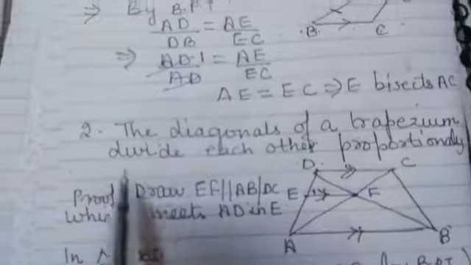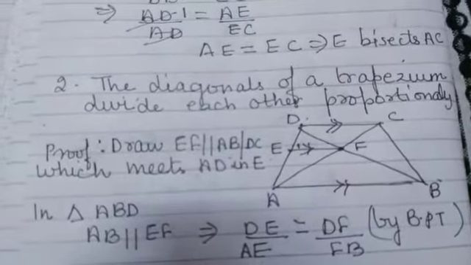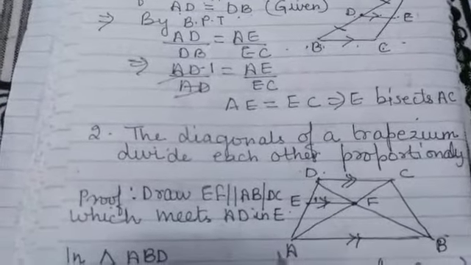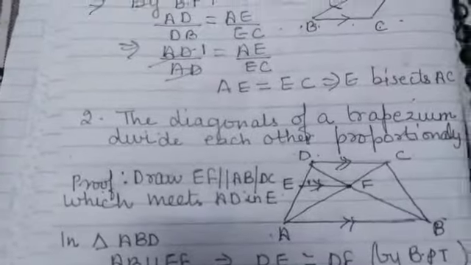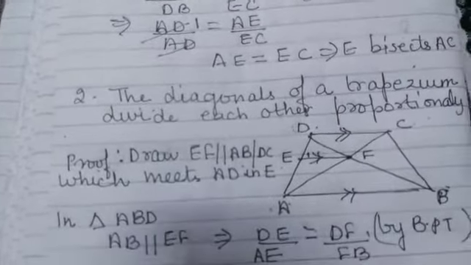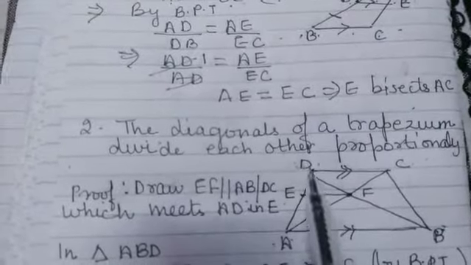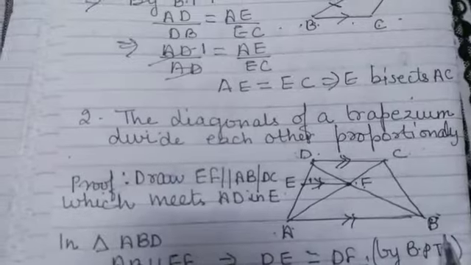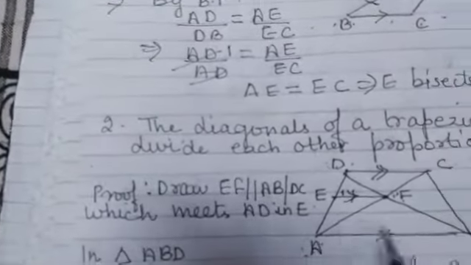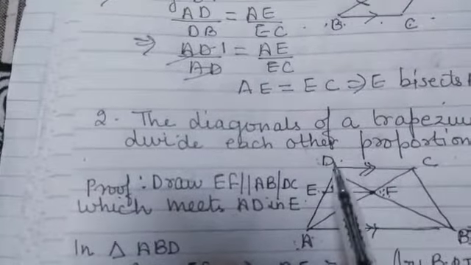Now see the second one. The diagonals of a trapezium divide each other proportionally. What does it mean? BD and AC are the diagonals of the trapezium, and you know AB and DC are parallel to each other. Two sides of the trapezium are parallel to each other. We have to prove that DF upon FB is equal to CF upon FA. Now draw EF parallel to AB and DC.